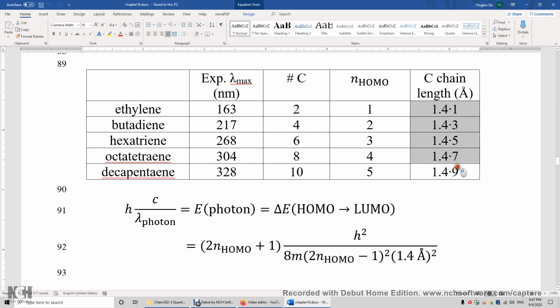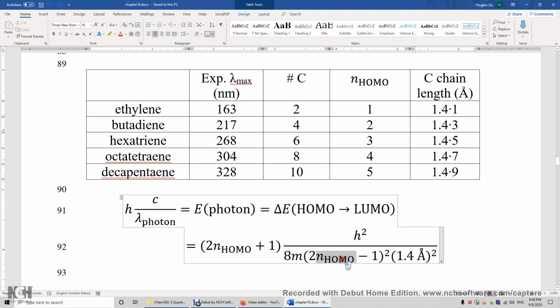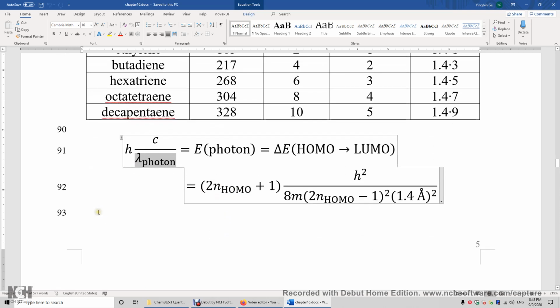So by looking at these formulas, you can see the chain length is simply 2 times N-HOMO minus 1. Now you have 2 N-HOMO plus 1 on top. You have (2 N-HOMO minus 1) squared on the bottom. That means the larger the N-HOMO, the smaller the energy of the photon. This is the so-called redshift phenomenon in quantum mechanics. All right? And then again, when we have a larger N-HOMO, we have a smaller photon energy, therefore longer wavelengths. This is the so-called redshift.